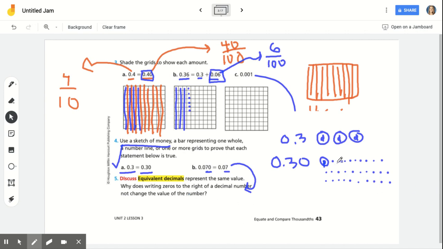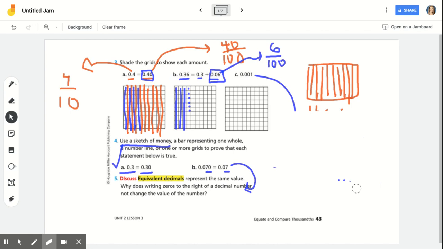Here's the rule that goes along with writing decimals, and you've hopefully started to catch on as we did these exercises. The rule with decimals is if you add zeros after the decimal, after whatever digit is within this number, it does not change the value of the number. Okay? If you add zeros to the right of a decimal after the digits, it does not change the value of the number.